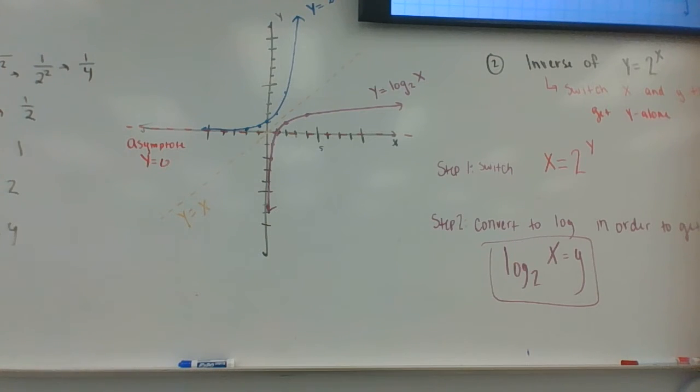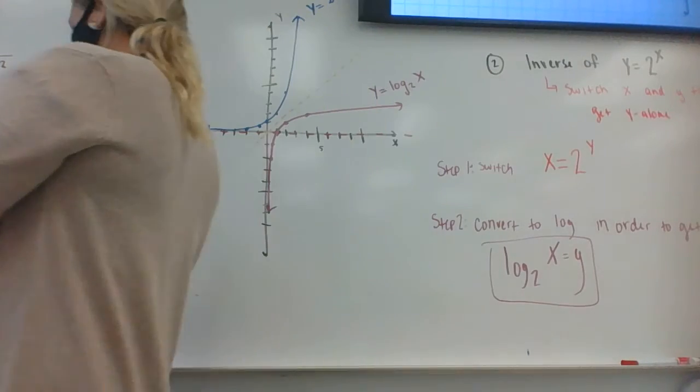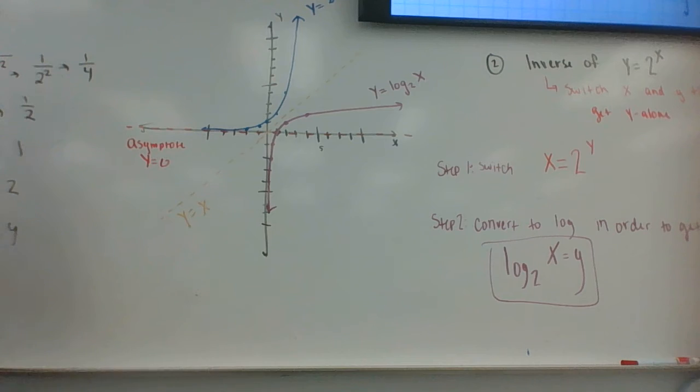And the range is then all real numbers. So it's the domain and range of an exponential graph switched.